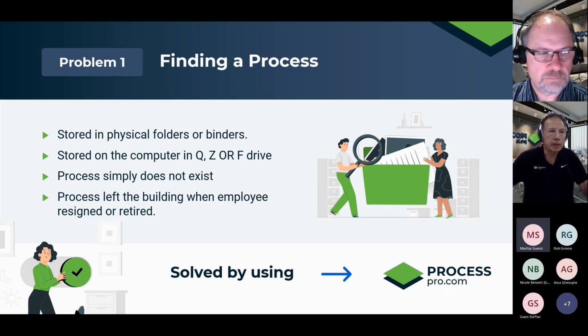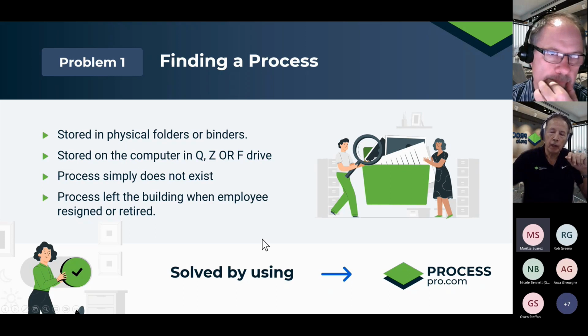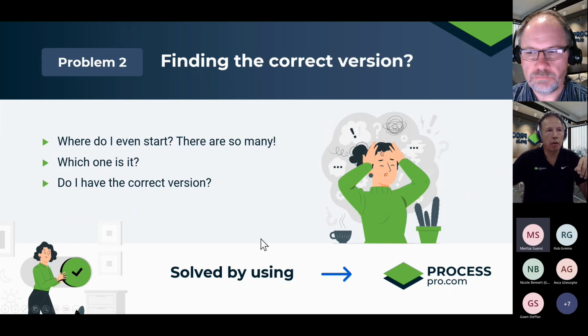Because if the process simply does not exist, then there's a real problem, which we'll talk about with the use of AI. Processes leave the building when employees leave. That is such an important thing, and it came up during COVID with so many people working from home who said, I can't complete this workflow. I'm not sure how to get out of ERP and go into other areas. Well, we solved that using ProcessPro.